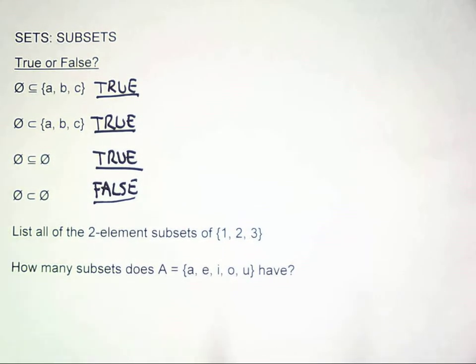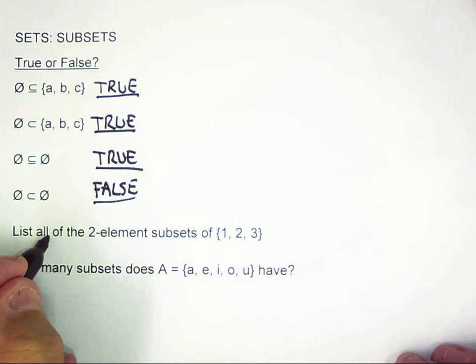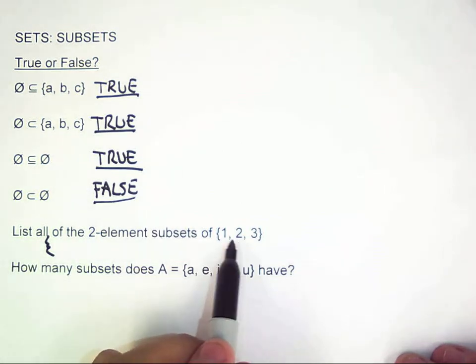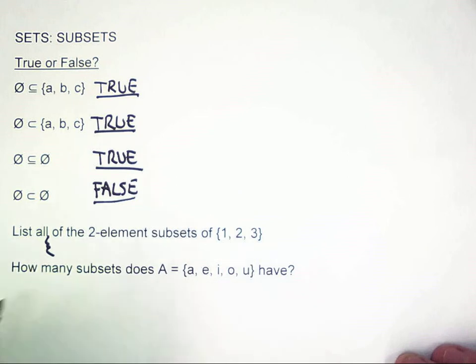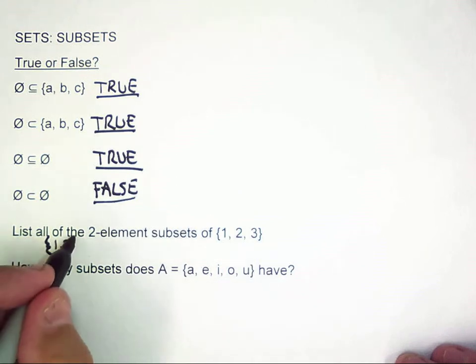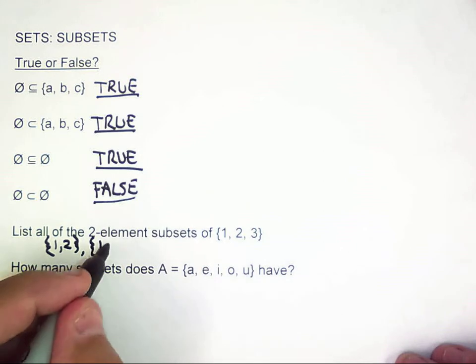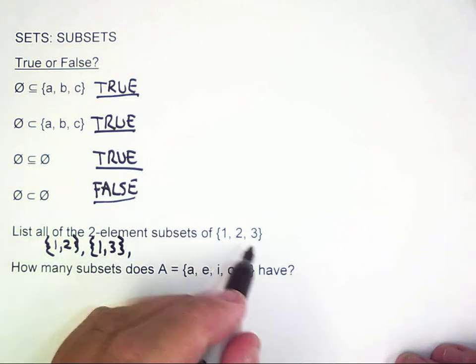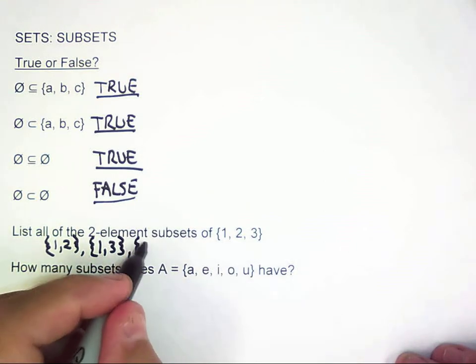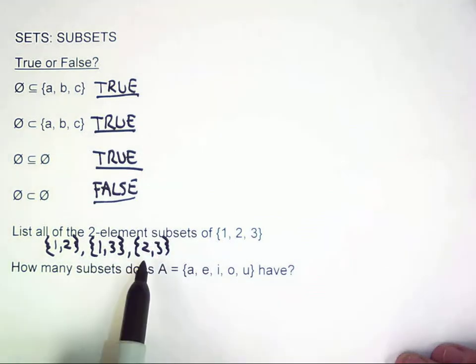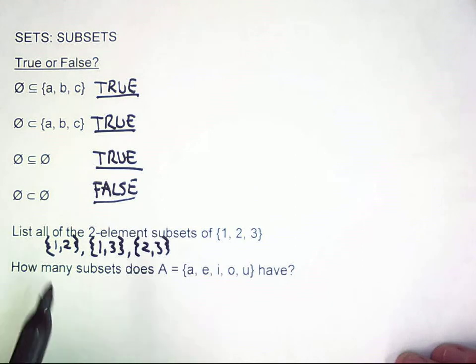Moving along to the fifth problem, it says list all the two-element subsets of the set containing 1, 2, and 3. This doesn't really require any of the definitions or facts, but you do need to know that you're trying to pull every combination of two elements. So you could take 1 with 2, that would be a two-element set. You could take 1 with 3, that would be another two-element set. And you could take 2 with 3. And I claim there aren't any more combinations of two-element sets, because remember, order doesn't matter, so 3, 2 is not a different set.